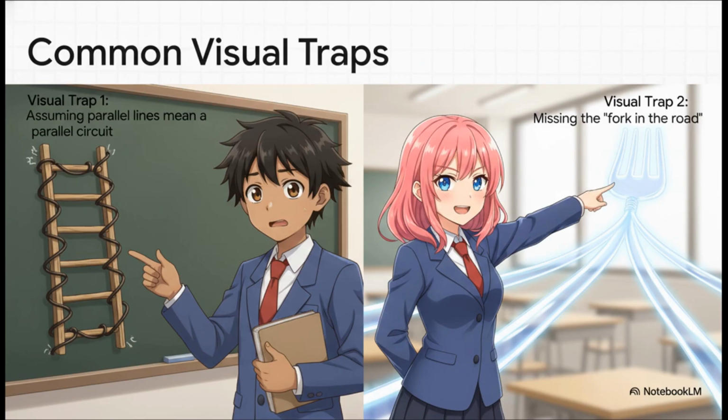A single wire can be bent to place two components side by side, but if there's no fork in that wire, they're still just connected in series. You literally cannot ignore the actual electrical path. You have to actively look for what we call the fork in the road.